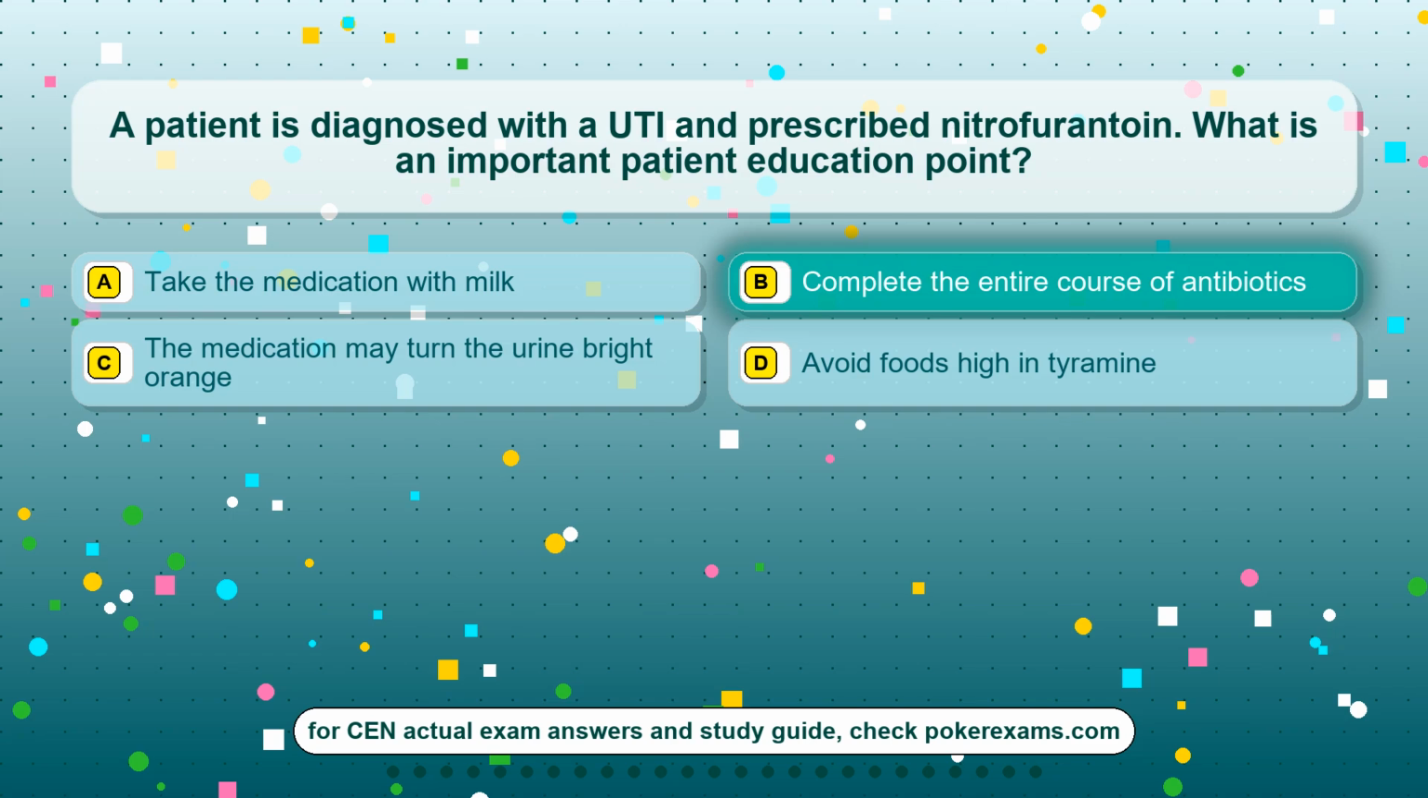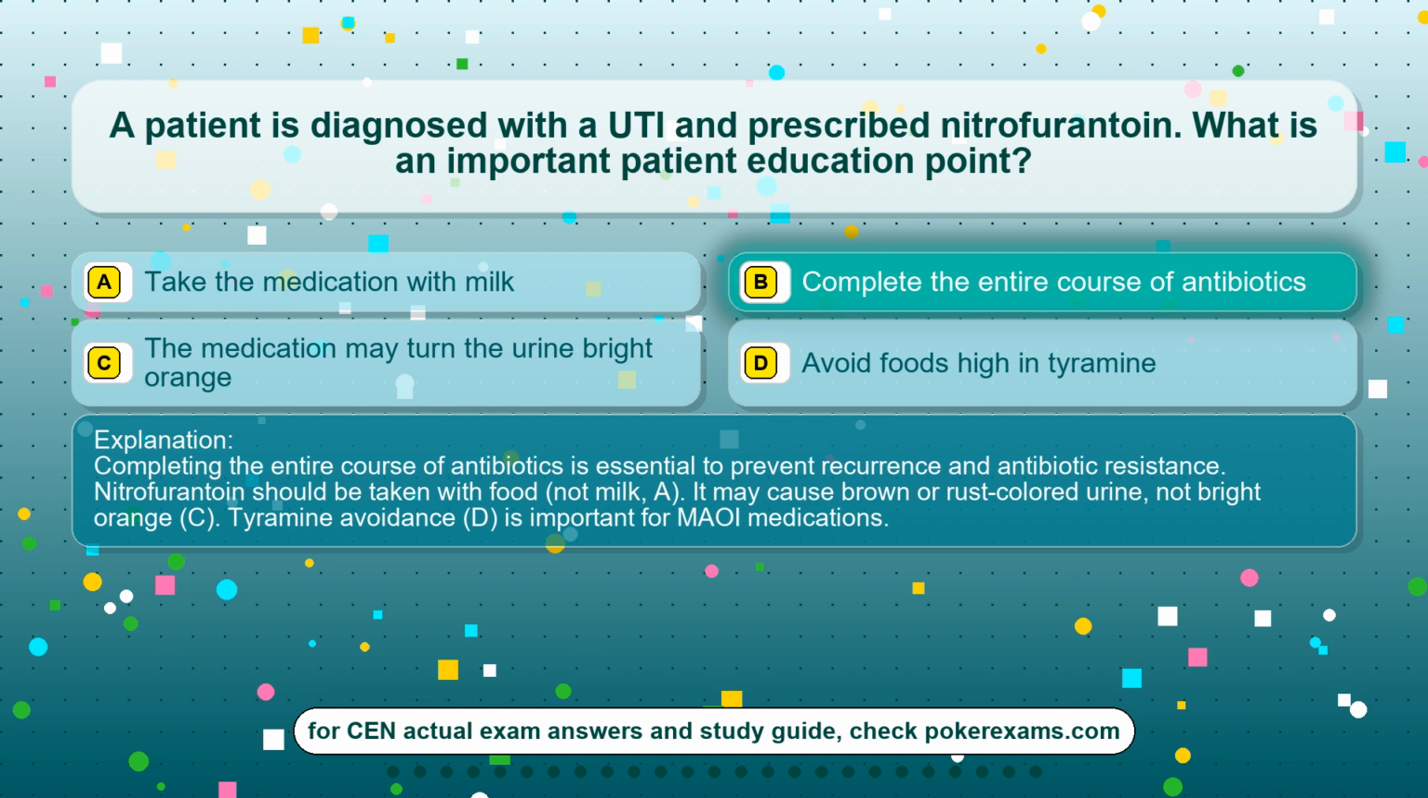The correct answer is option B, complete the entire course of antibiotics. Completing the entire course of antibiotics is essential to prevent recurrence and antibiotic resistance. Nitrofurantoin should be taken with food, not milk, A. It may cause brown or rust-colored urine, not bright orange, C. Tyramine avoidance, D, is important for MAOI medications.